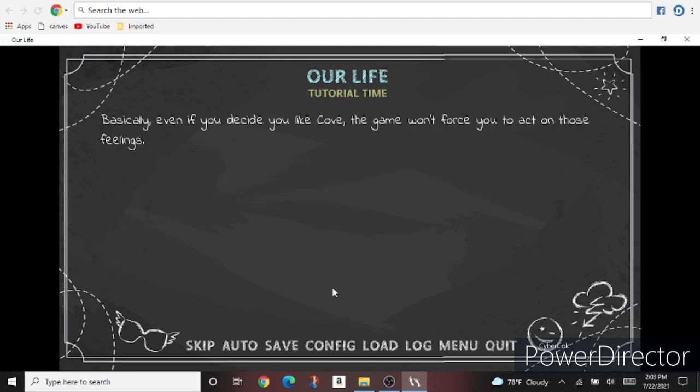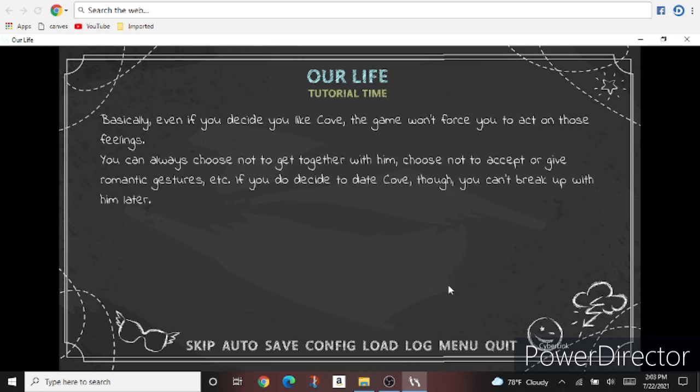Basically, even if you decide you like Cove, the game won't force you to act on those feelings. You can always choose to not get together with him, choose not to accept or give romantic gestures, etc. If you do decide to date Cove, though, you can't break up with him later. Not like I would want to break up. Cove is very pretty and I love him.